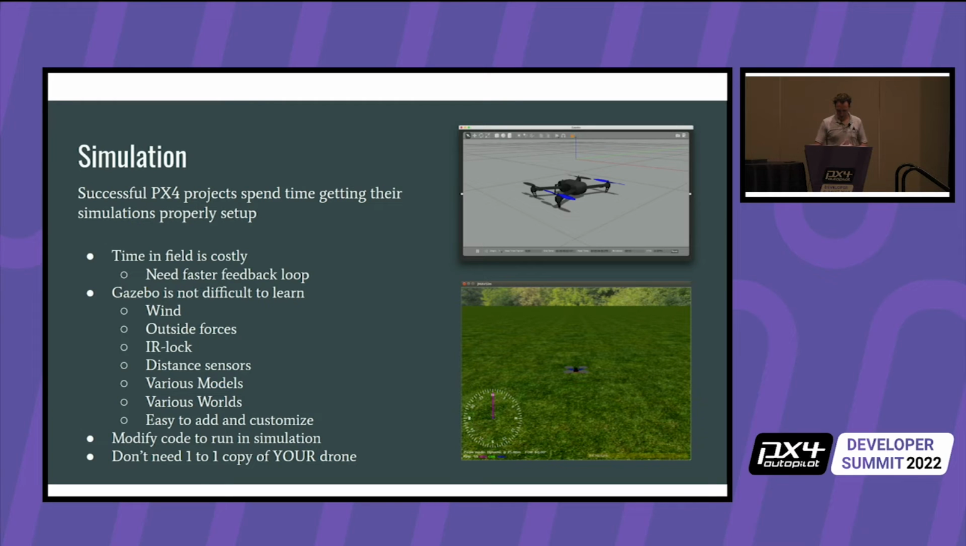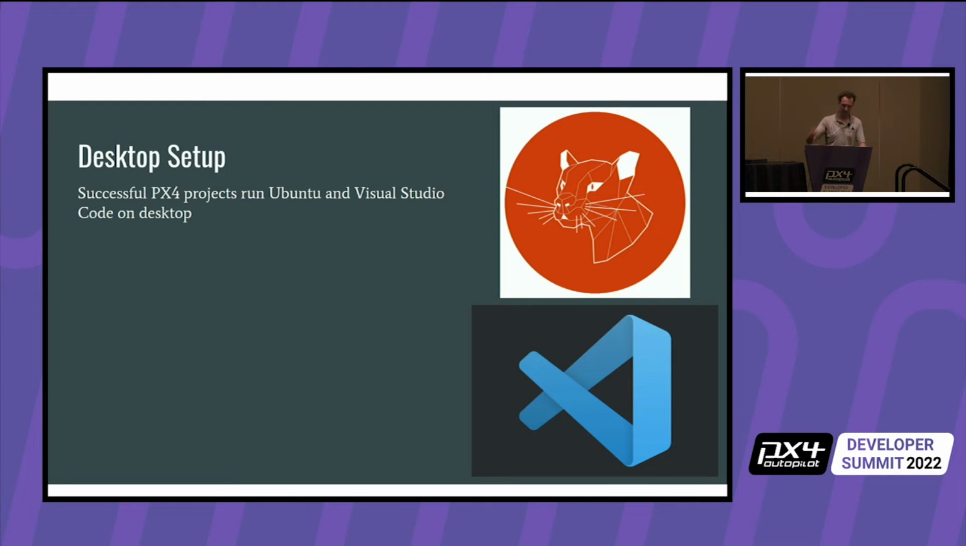And also, I hate JMAVSim. I'm just going to say it right now. I hate it so much. Just install Ubuntu on your machine and use Gazebo. I know that JMAVSim doesn't require as much computing, and you can run it on Windows and Mac. We're going to get to that later, but I don't like JMAVSim. Don't use JMAVSim.